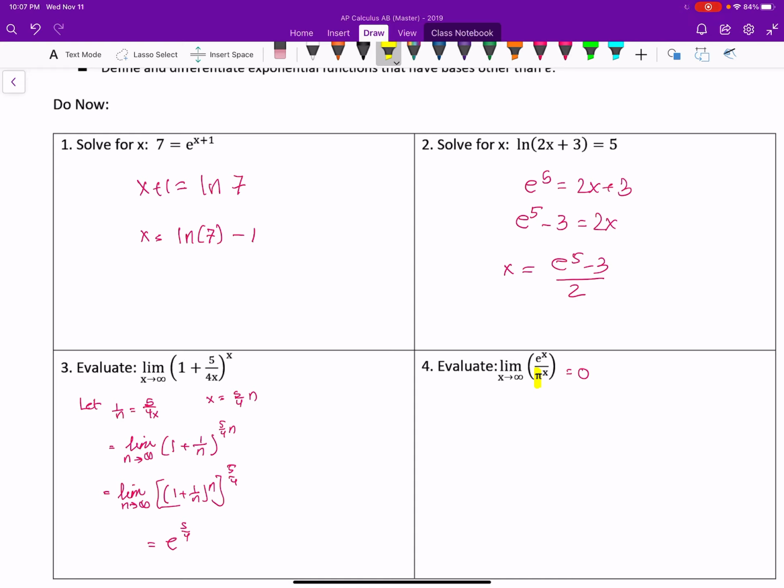And question number 4, both the numerator and the denominator have exponential functions, but the base in the denominator is higher than the base in the numerator. You know that e is 2 point something where pi is 3 point something. So having a higher base will mean that that function will grow faster. So if the denominator grows faster, then we are going to approach 0.